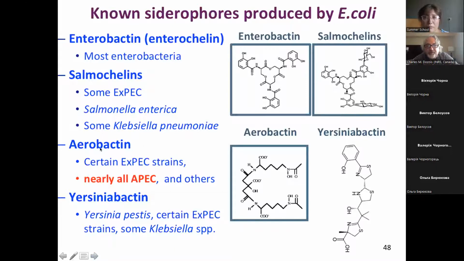The reason why I'm bringing this up is because when we were working on these metal transporters, we were even using mass spec to try to detect these different molecules. And we found some strains that didn't make aerobactin, but they had the gene cluster. And so we wound up sequencing one of those strains, and that led us to some interesting findings.